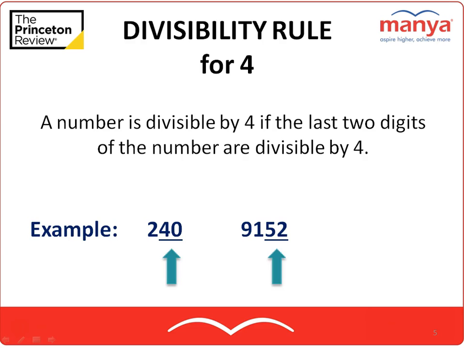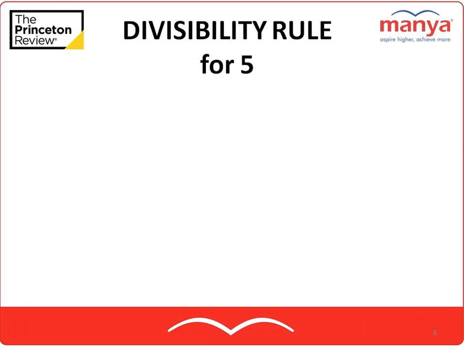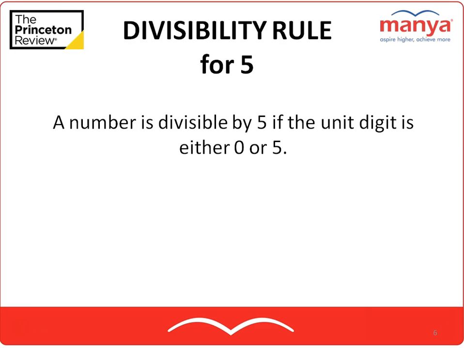Great. Let's take a look at the divisibility rule for 5. Okay, a number is divisible by 5 if the unit digit is either 0 or 5. For example, 250 and 1915. Pretty simple, huh?